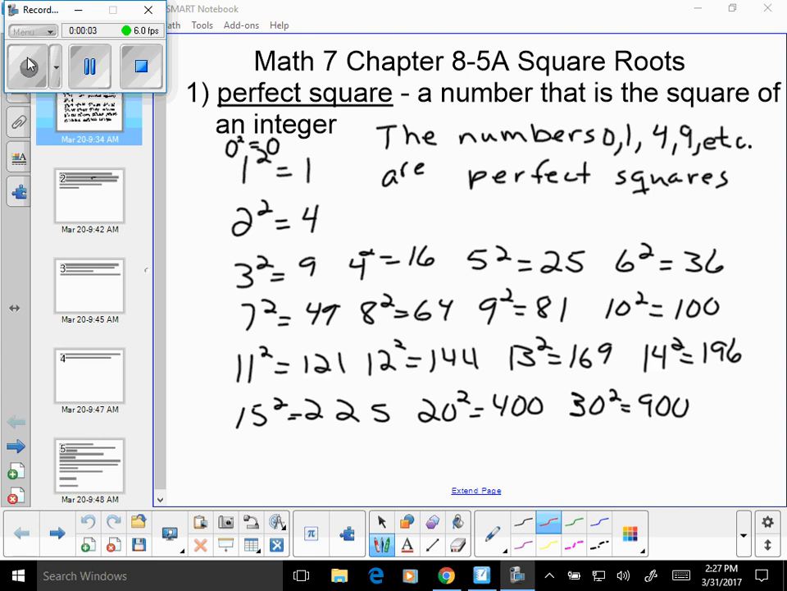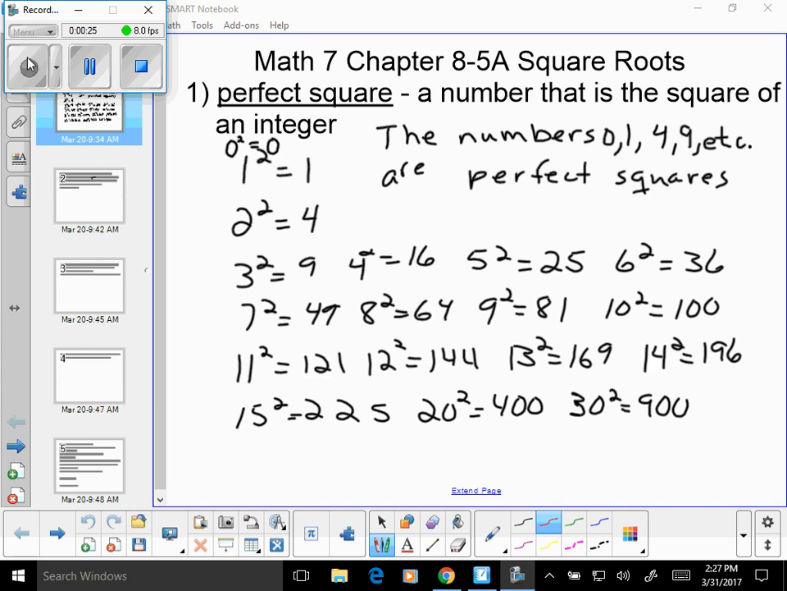Hello, 7th graders. This is Chapter 8.5a, Square Roots. We're going to take a little bit of a break from area and circumference to work with square numbers and square roots in anticipation of working with the Pythagorean theorem. Today, we are first of all going to talk about a perfect square.